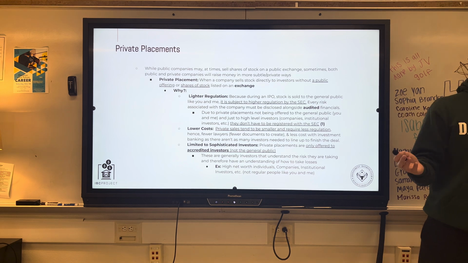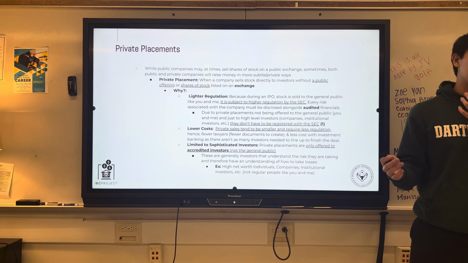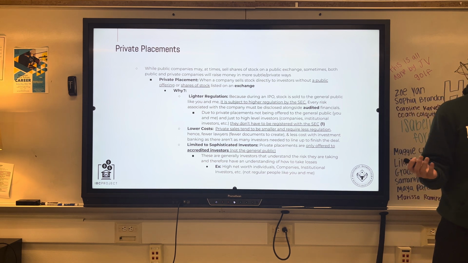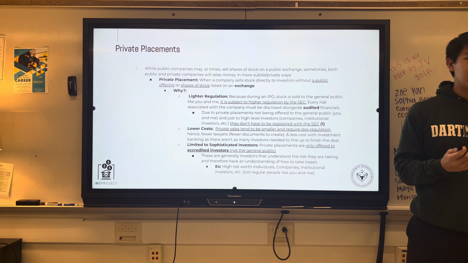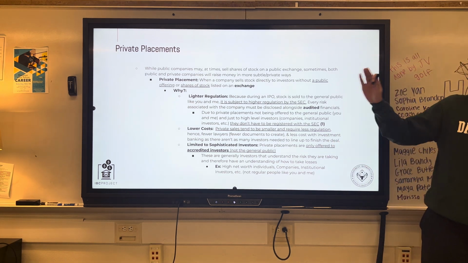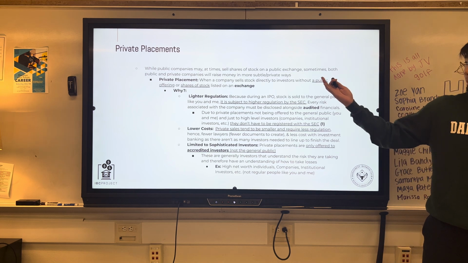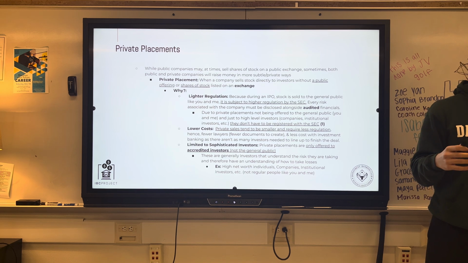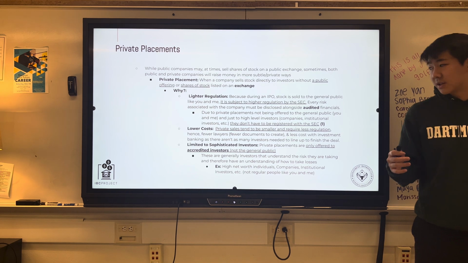First is lighter regulations. So when you first go public on the New York Stock Exchange, or you create an IPO, you have to have auditing. A lot of companies audit you. You have to publish financial statements because the SEC has to make sure that your company's legit. They have to have a ton of regulations, etc. However, when you go through a private placement, as the word suggests, it's more private, right? It's more closed. It's just you and your private investor. It's you and X hedge fund, you and X person.